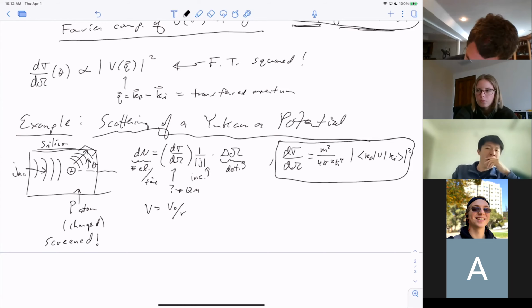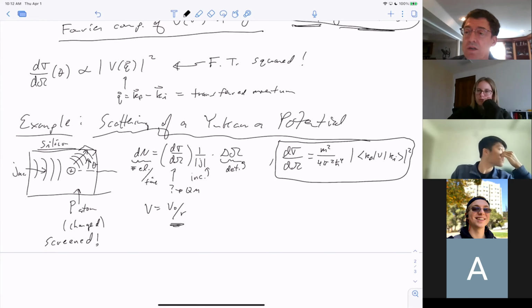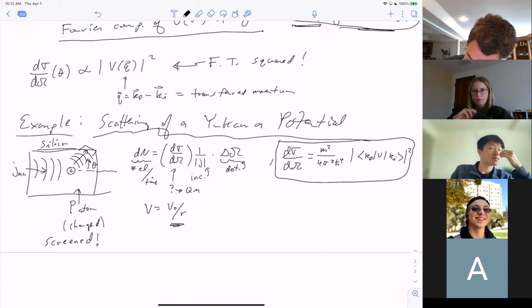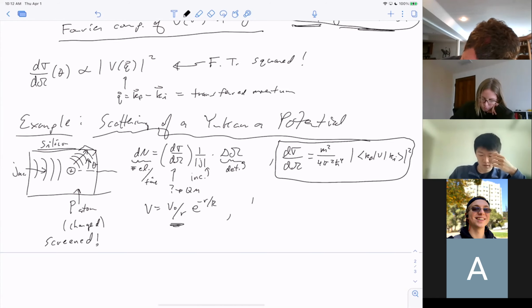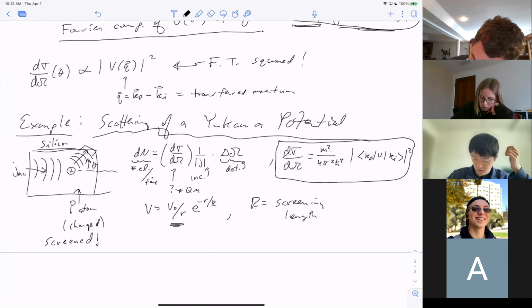And the screened potential is what? I take the Coulomb potential and I multiply it by what? Does anybody know? Okay, so I guess none of you have seen it. That makes sense, because you'll see it later on. It gets screened by an exponential, and that's it. And R is equal to the screening length. And that's called the Yukawa potential.